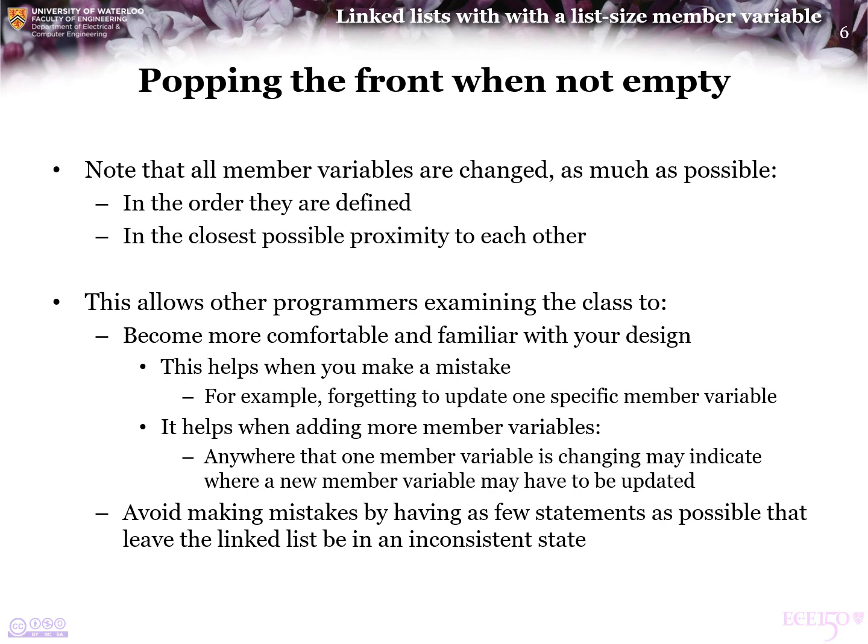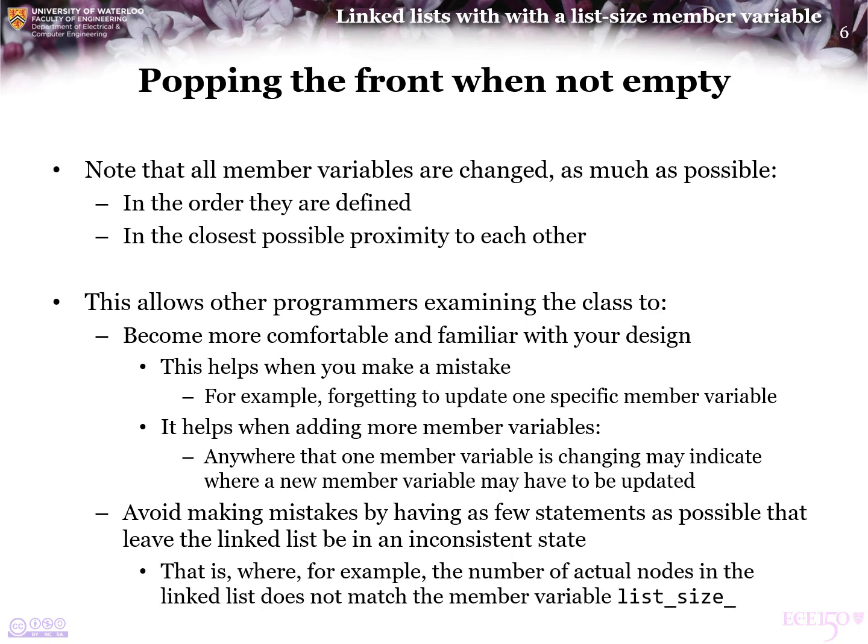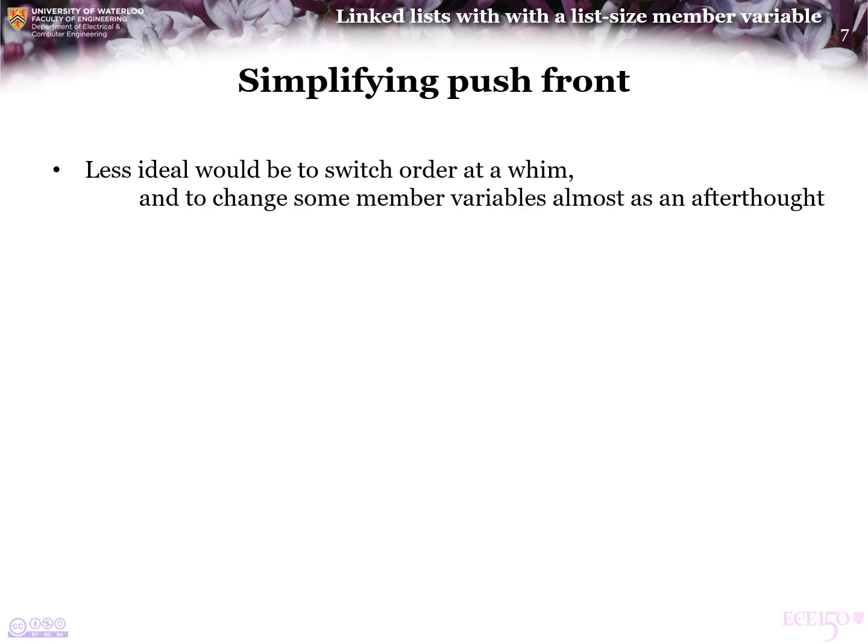Also, it makes for the possibility of avoiding mistakes by having as few statements as possible that are executing that leave the linked list in an inconsistent state. Now, what does that mean? Well, an inconsistent state is when, for example, the actual number of nodes in the linked list does not match the member variable list size. Let's take a look at some suboptimal ways of authoring code. So less optimal would be just changing them as you feel like it.